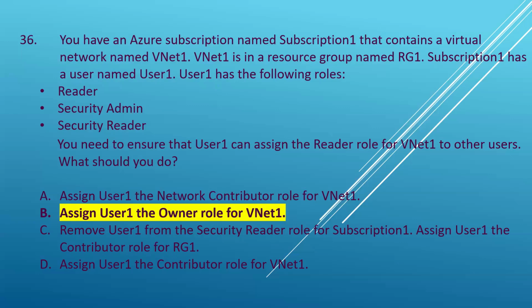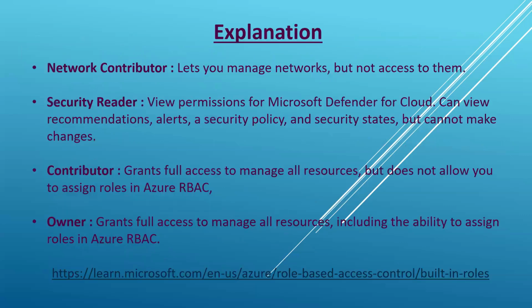Let's now look at the details of each of the roles being talked about here. The first one is the network contributor role, which is being talked about in the first option. It lets you manage networks but not access to them, which is why this was not the correct answer. The second option talks about the security reader role, which allows you to view permissions for Microsoft Defender for Cloud, can make recommendations, alerts, security policy, and security states, but cannot make changes.